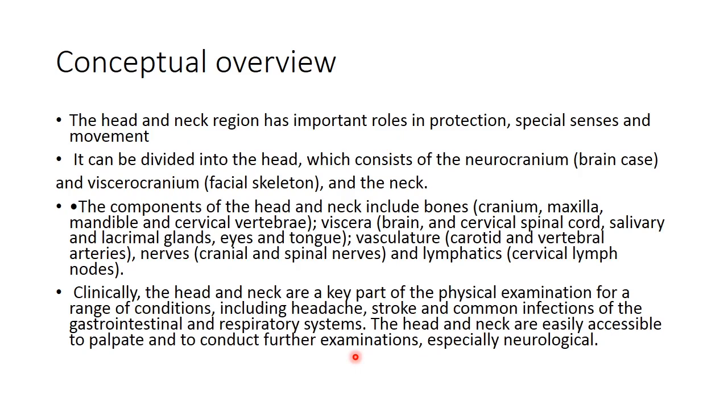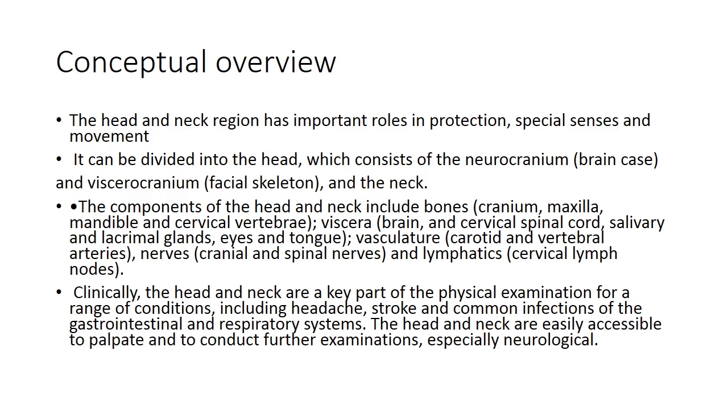First of all, we all know the head and neck region plays an important role in protection, spatial senses and movement. It can be divided into the head, which includes the neurocranium and the viscerocranium. The neurocranium is the brain case and the viscerocranium is the facial skeleton, and also the neck region.